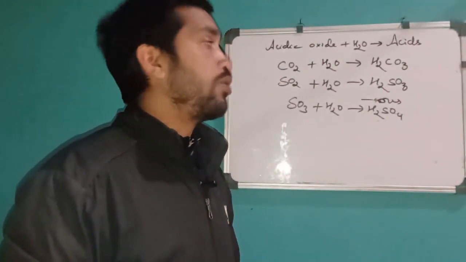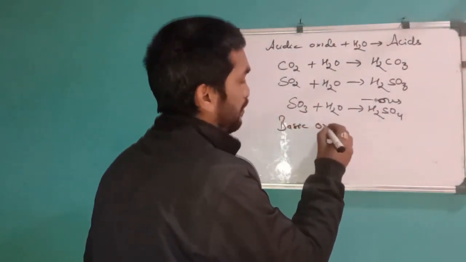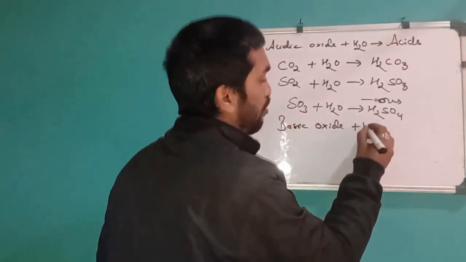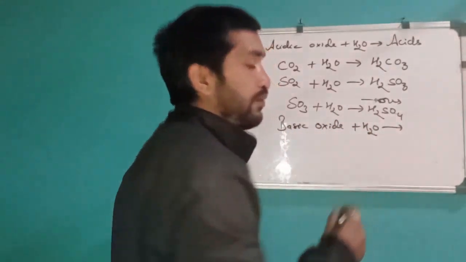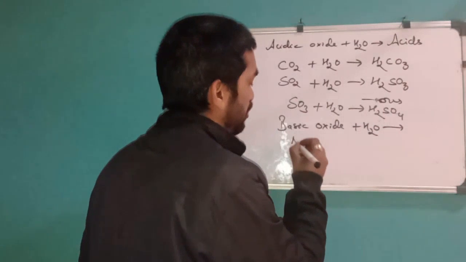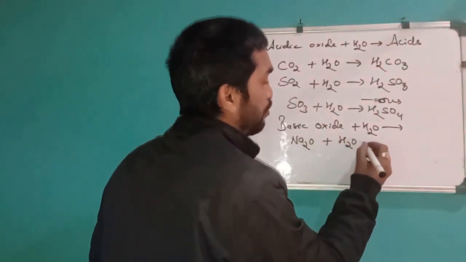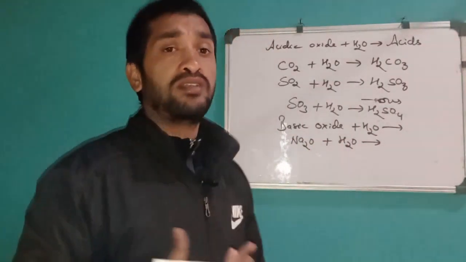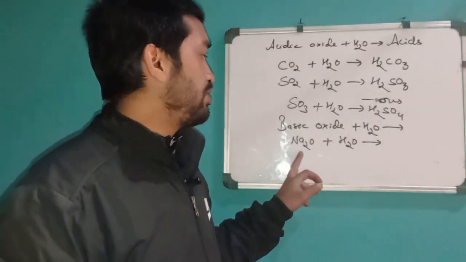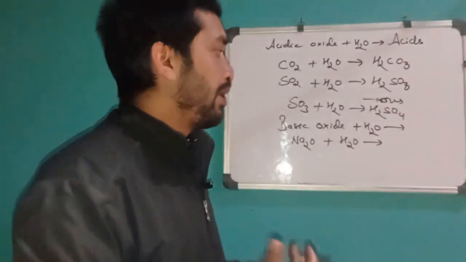Now what about basic oxide? Basic oxide with water. Again, we won't write the resultant part first; we will do the reaction first. Let us take a basic oxide, suppose Na2O. Make it react with H2O. Now see what the chances of formation are. Twice Na, 2 oxygen, 2 hydrogen. Combine it, what will you get?